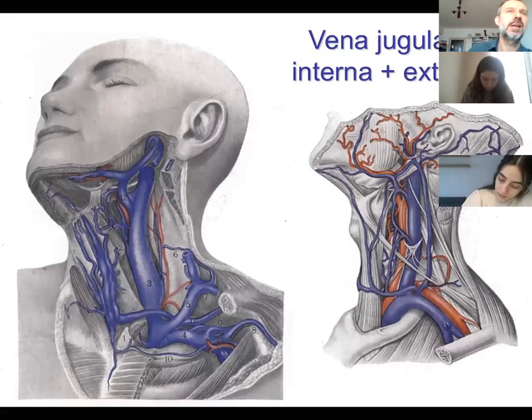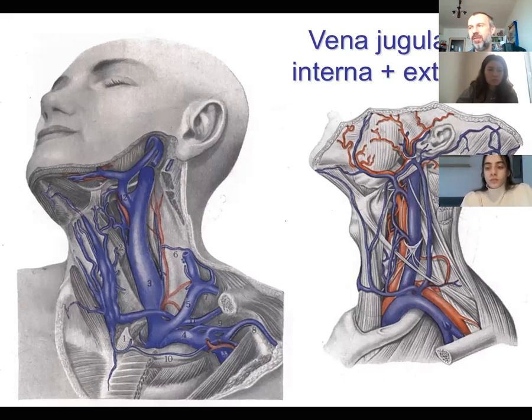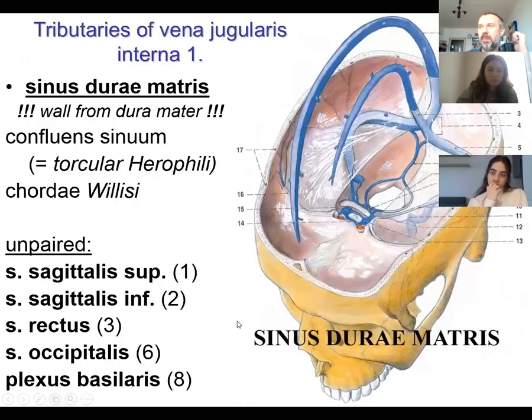The veins are the most variable part of the human body. So we will talk about a textbook pattern, but you can find many different variations. For example, you can see here that this anterior jugular vein is very thick, and this anterior jugular vein is thin. So you can see differences, and they are usually not mentioned in the book, so you have to be prepared for that.